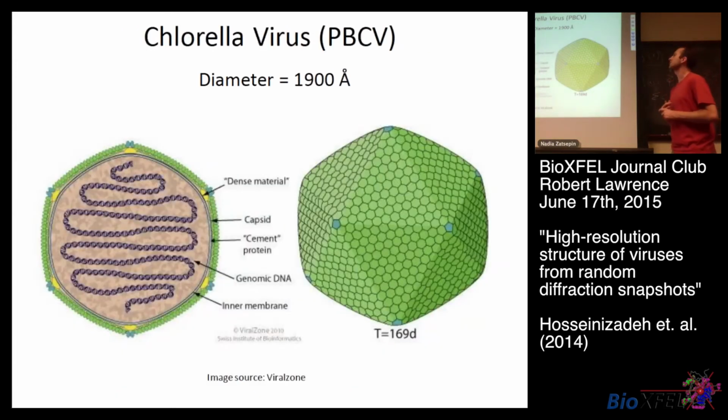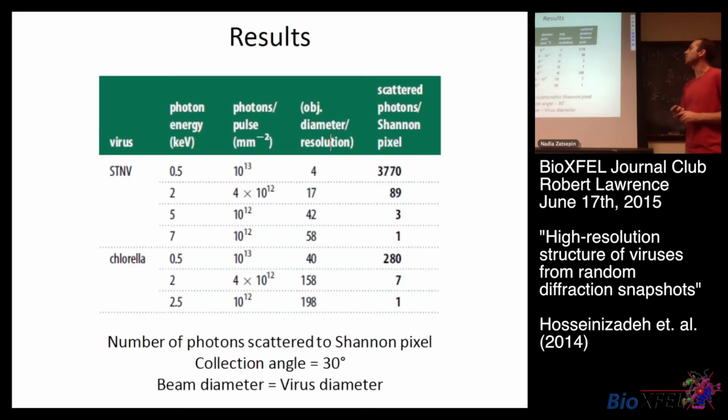The other virus that they did work with was the Chlorella virus, and this is on the larger spectrum of viruses. It's 1900 angstroms in diameter, not quite as big as the Mimi virus. And here's a look at the data that they came out with doing this.